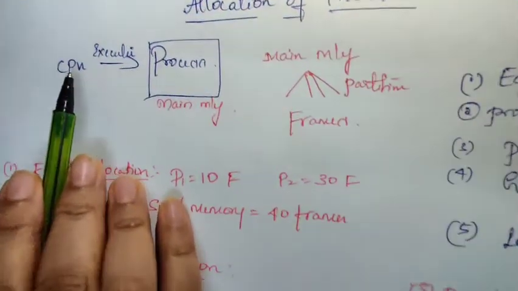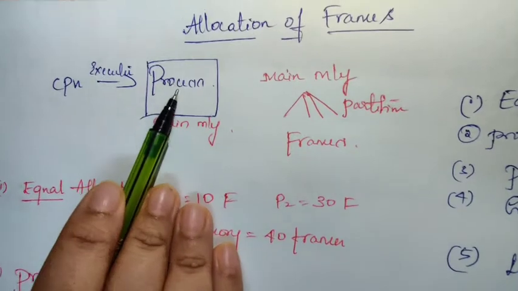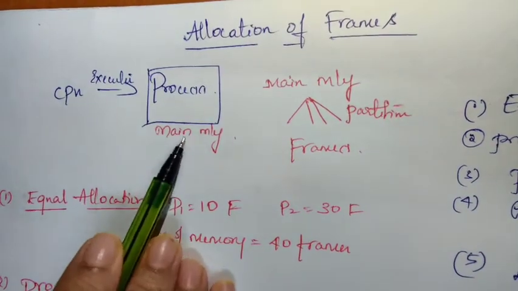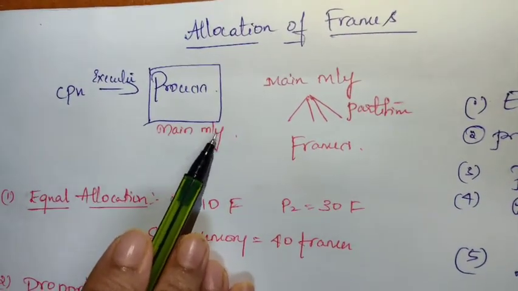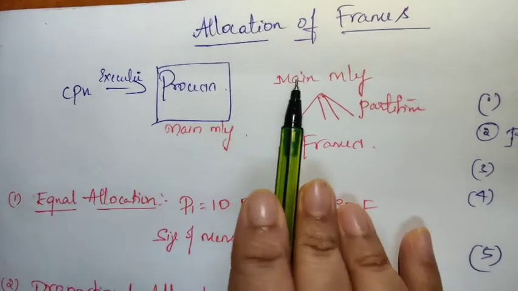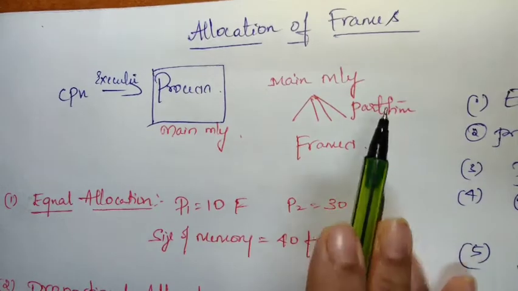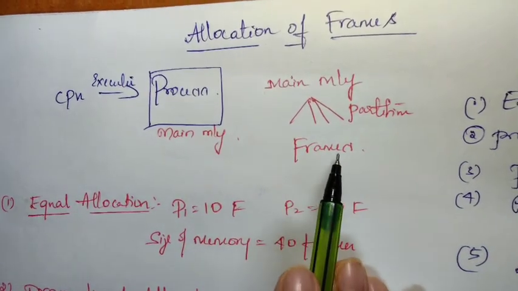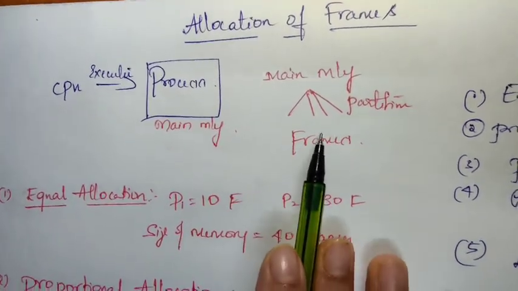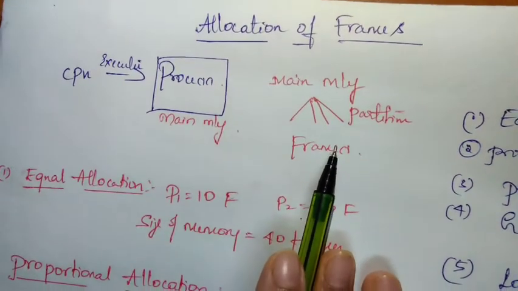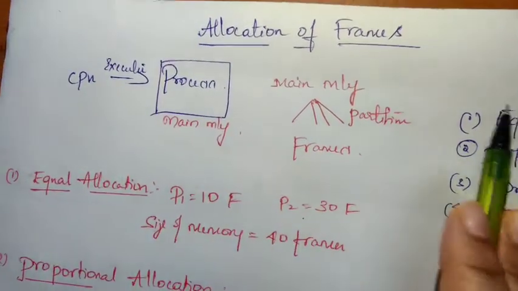The CPU can execute a process only if it resides in main memory. Generally, the main memory is divided into equal size partitions called frames. So the operating system can allocate these frames to the process using these 5 approaches.